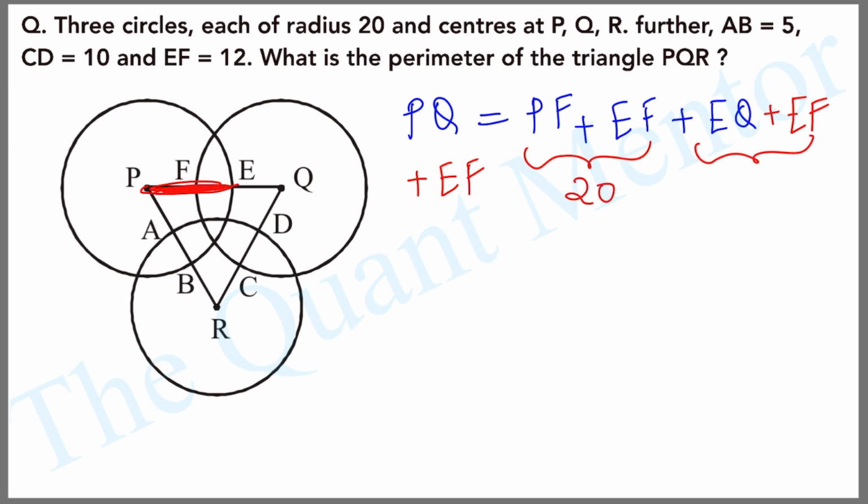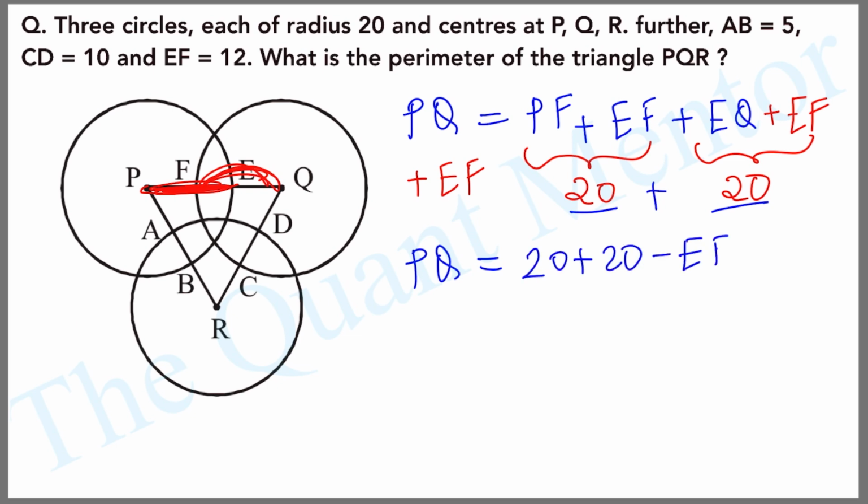Similarly, EQ plus EF is basically QF, the radius of the right hand side circle, and that's also 20 in the question. So I can say PQ is 20 plus 20 minus EF. EF has been given as 12 in the question. So PQ is 20 plus 20 minus 12, and that would be 28.